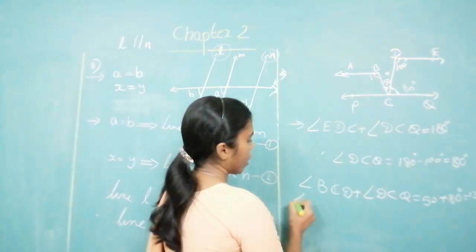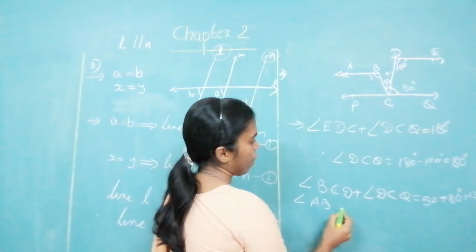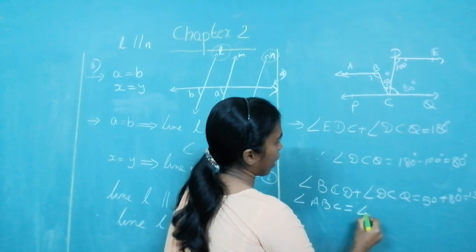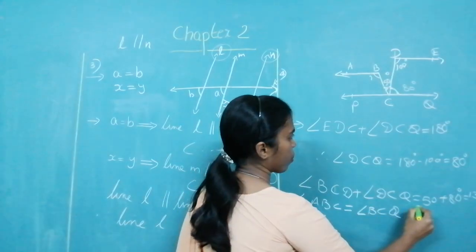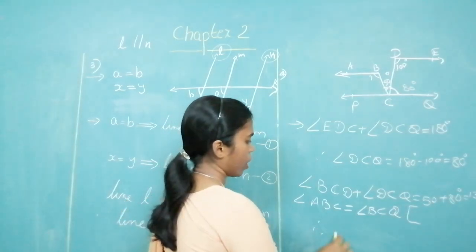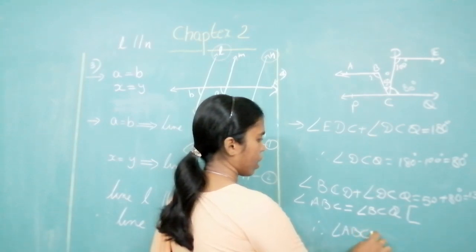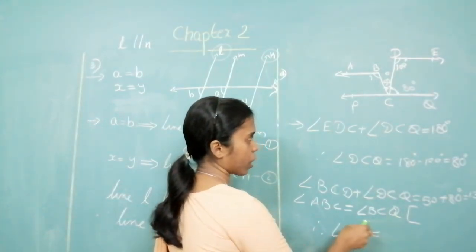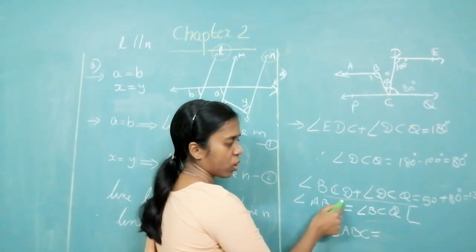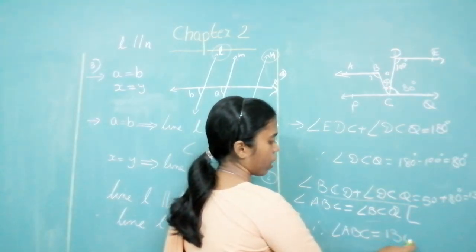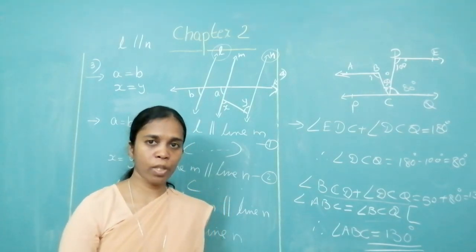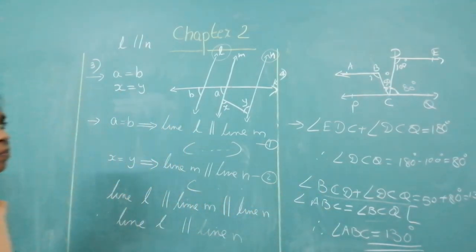Okay. Then you write angle ABC is equal to angle BCQ. Write the reason over there: alternate angles. Therefore, angle ABC is equal to, now what is angle BCQ? Angle BCQ is what you have found out, this over here. Either you can replace this over here or you can directly write it as 130 degrees. This is what is asked of you. Please write the steps properly. Okay. Copy it.